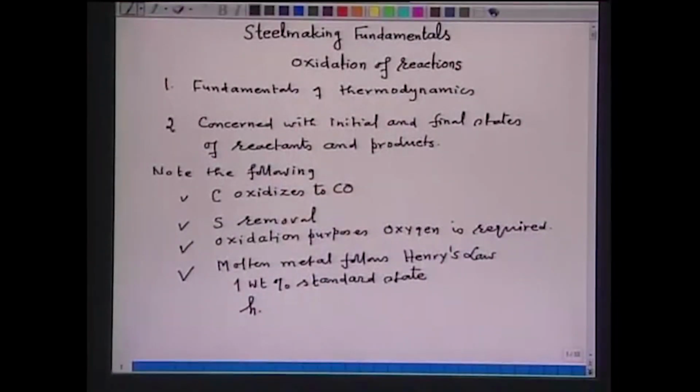So, as such we will be using 1 weight% as the standard state, and we denote the activity of elements in molten metal or steel by Henryan activity, and as such the relation: h_i equals f_i into weight% i, where i is the element under consideration. So, following this, we will now use thermodynamics.